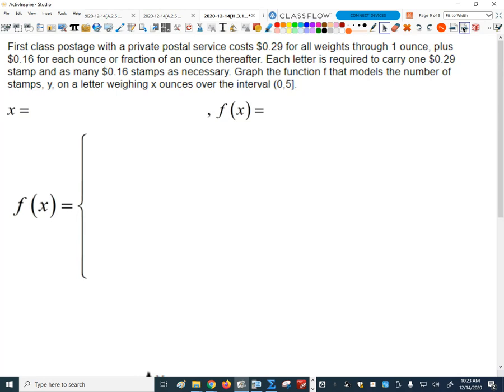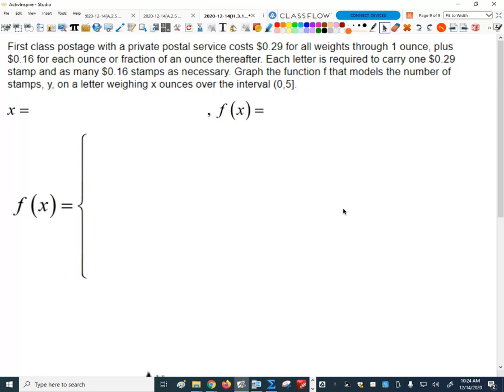I tell you what, let's just take a second and talk about this one. We only have to maybe write the function here, right? But let's just talk about this for a second. First class postage with a private postal service costs 29 cents for all weights through 1 ounce, plus 16 cents for each ounce or fraction of an ounce thereafter. Each letter is required to carry one 29-cent stamp and as many 16-cent stamps as necessary. Graph the function f that models the number of stamps y on a letter weighing x ounces.